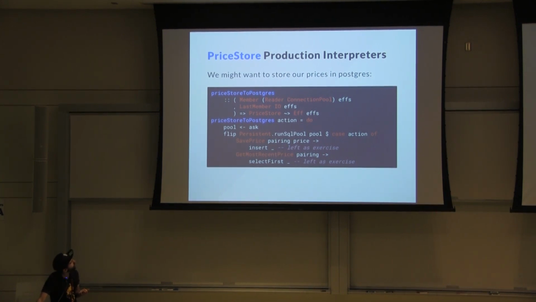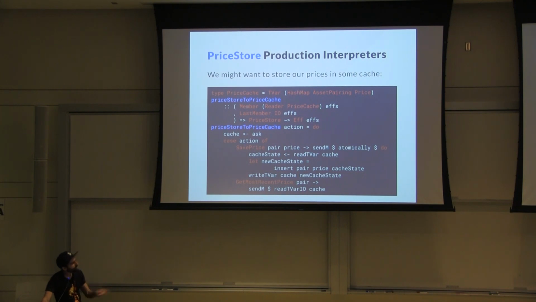So after we have the connection pool, we can just use or call the persistent functions. I'm doing a lot of this from the Yesod persistent opinion. Hopefully you guys have seen some of that before. If you haven't, please ask. Yeah, but insert for save, select first for get. The actual implementations I'll leave as an exercise to you.